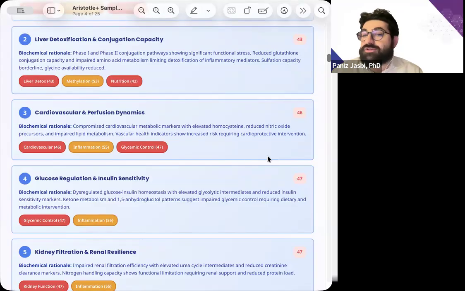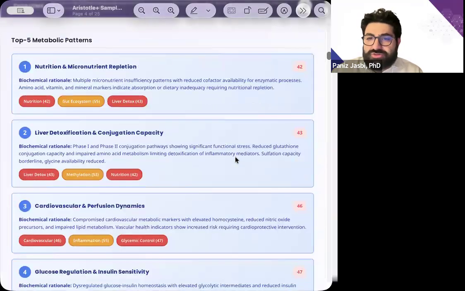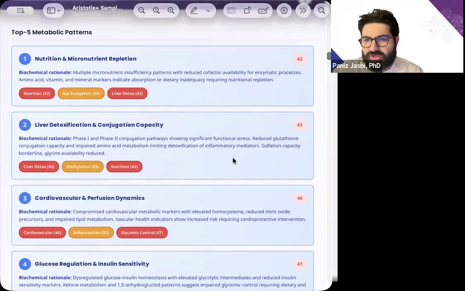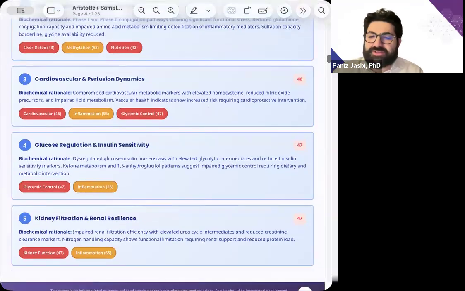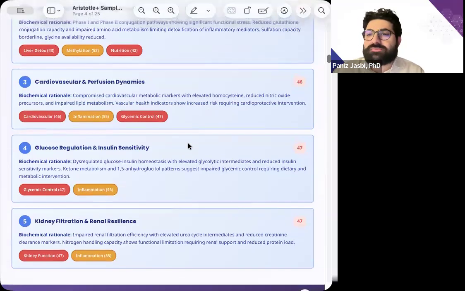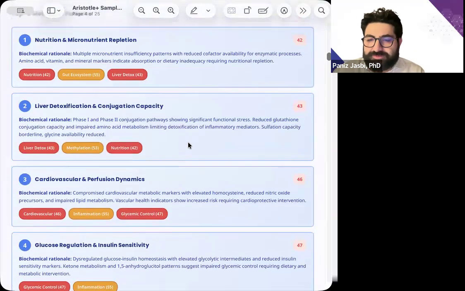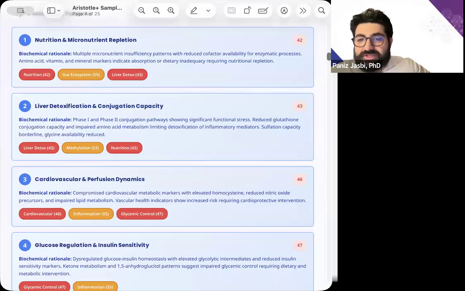Second, we have a corroboration plan. So here you should already know whether you need basic labs to confirm risk, especially for cardiovascular and renal related patterns. And third, there's a priority decision to be made. Which pattern do you address first? In this sample report, nutrition and liver detox are both low scoring and upstream. So phase 1 would typically start there because nutritional cofactors and detox capacity often constrain downstream resilience.